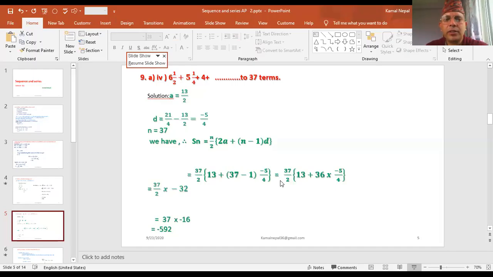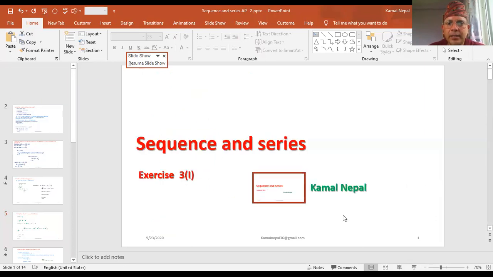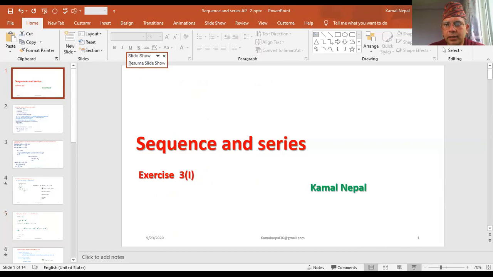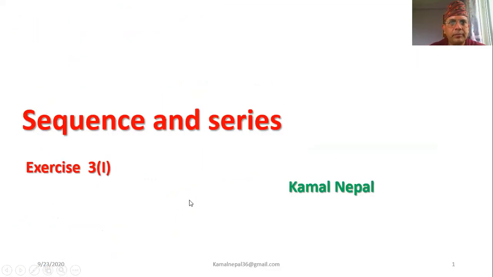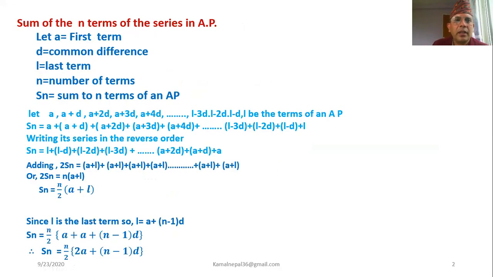Namaste, my dear students. Today, I want to continue arithmetic progression. So, I want to start the second series. It is exercise 3 first. Now, I want to derive the formula of sum of arithmetic progression.